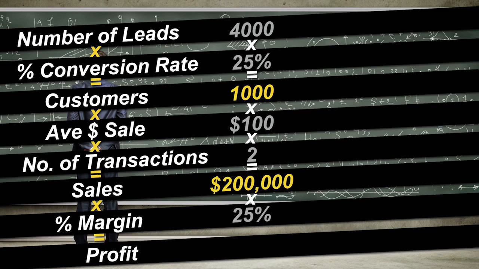That's cost of sale and fixed expenses. So a nice high margin business. How much profit am I making? I'm making $50,000. You're right, 25%. I was never good at maths.